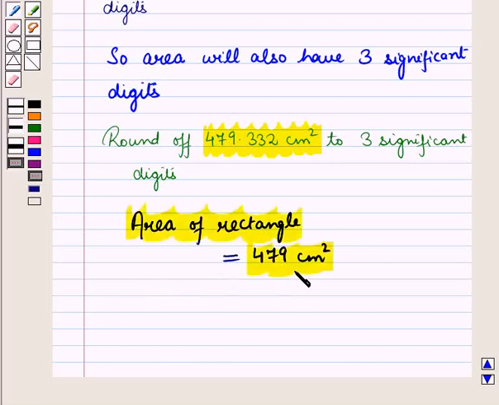So here, using the correct number of significant digits in the answer, we have expressed the perimeter and the area of the given rectangle. And this is the solution of the given question.